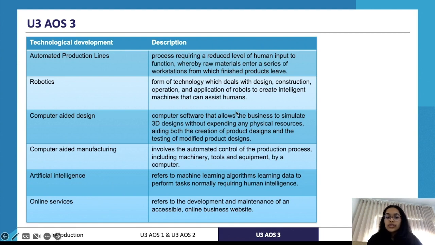Then we have robotics. This is a form of technology which deals with design, construction, operation, and application of robots to create intelligent machines that can help assist humans.